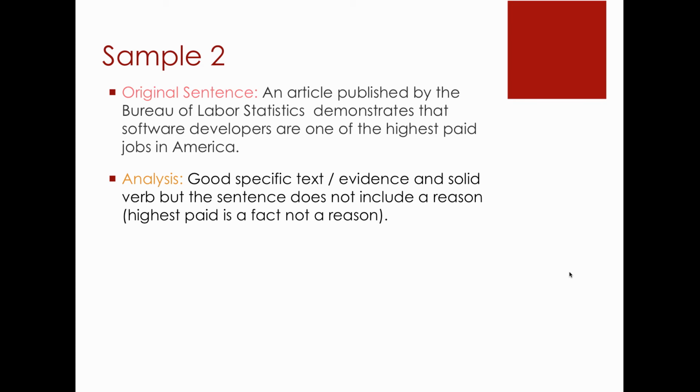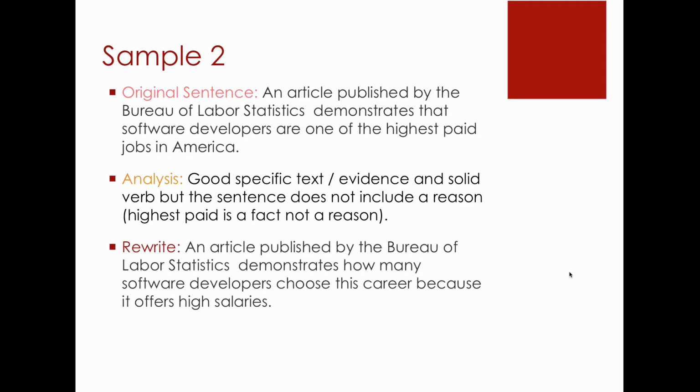So let's see if we can take that good specific text evidence and that solid verb and do something to give us a stronger phrasing that communicates a sense of reason why people do the work. And if we change it around, that last part of the sentence becomes how many software developers choose this career because it offers high salaries. Same basic idea, but it replaces the statement of fact in the original sentence with an interpretation of reason. Then, in the body paragraph itself, the writer's going to go back to that fact and give us more of the numbers and really break things down for us. And that's going to make a pretty compelling paragraph and a pretty good argument.